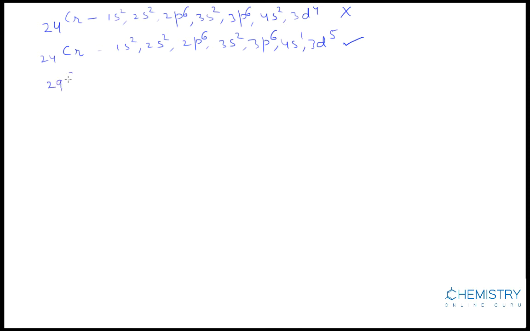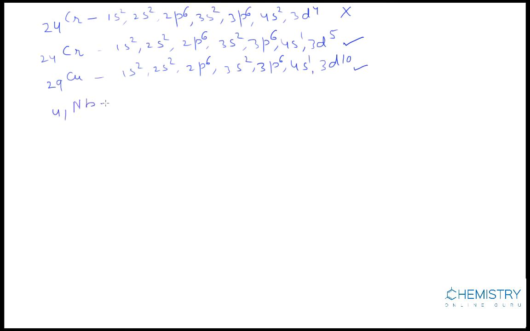Similarly, 29, copper: 1s2, 2s2, 2p6, 3s2, 3p6, 4s1, 3d10. One electron from 4s jumps to 3d. It is the correct configuration of copper.